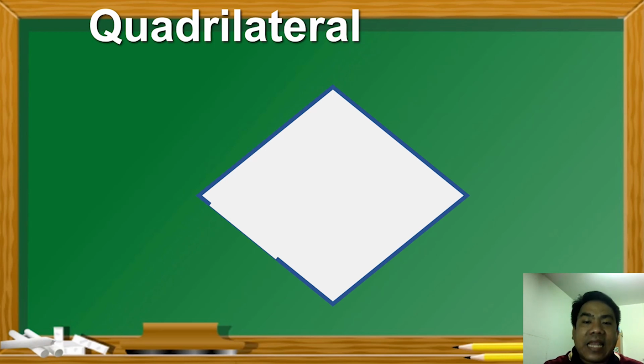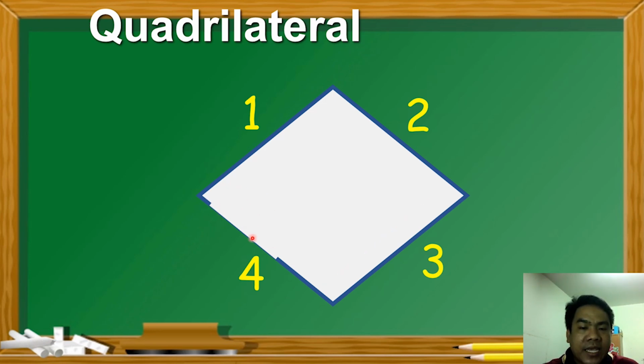Okay, it is not a quadrilateral. Why? Because it has an open side. This is not a 2D shape. Okay, 1, 2, 3, 4. It has 4 sides, but the sides are open. So remember, 2D shapes are closed shapes. It is not an open shape. So this is not a quadrilateral because it is open. It is not closed.